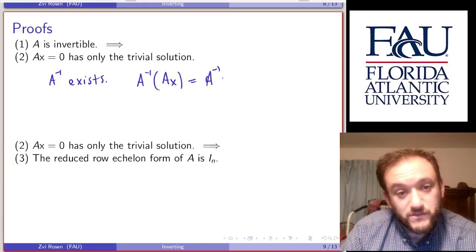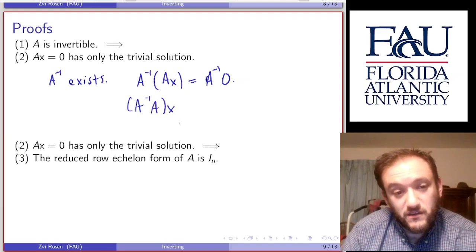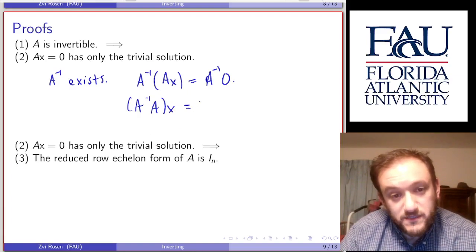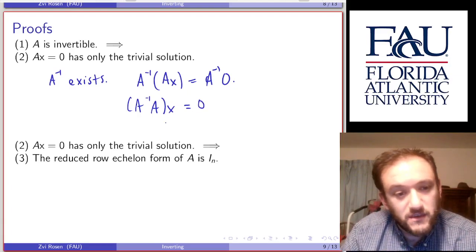Equals A inverse times 0. On the left-hand side, we can regroup this by the associative property to get A inverse A times x. On the right-hand side, any matrix times the 0 vector is going to be equal to 0, just thinking about how matrix multiplication works.